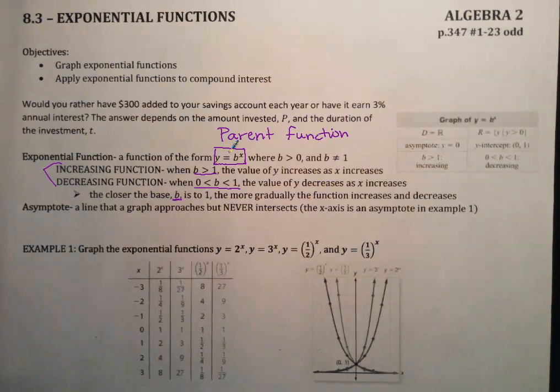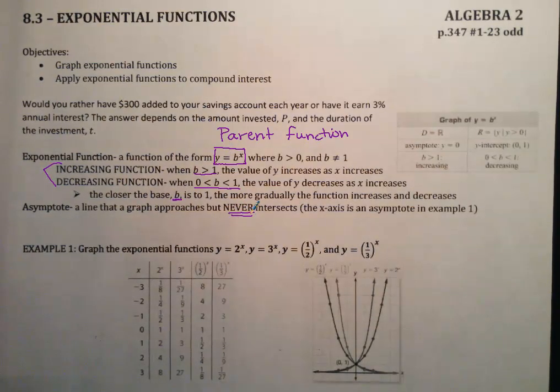All right. Then an asymptote. How many of you have ever heard of this before? Not in Algebra 1? Okay. So, different contexts. An asymptote is a line that a graph approaches but never intersects.